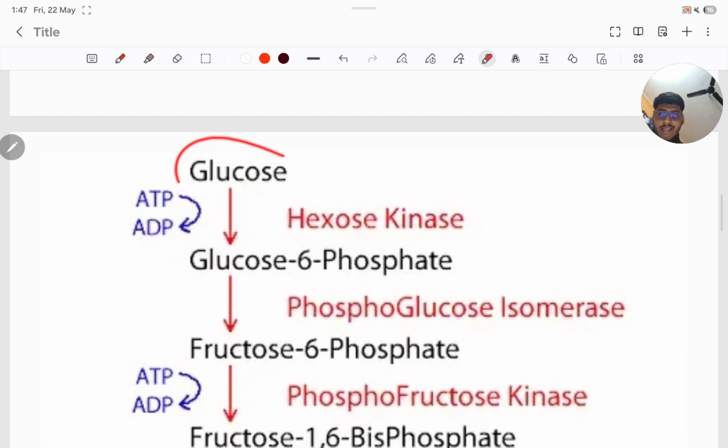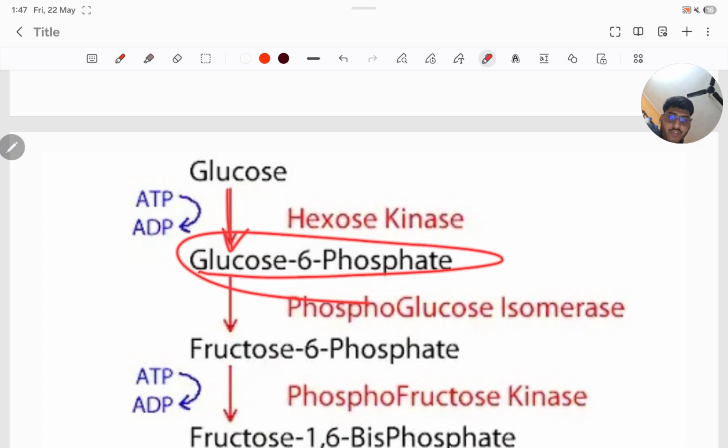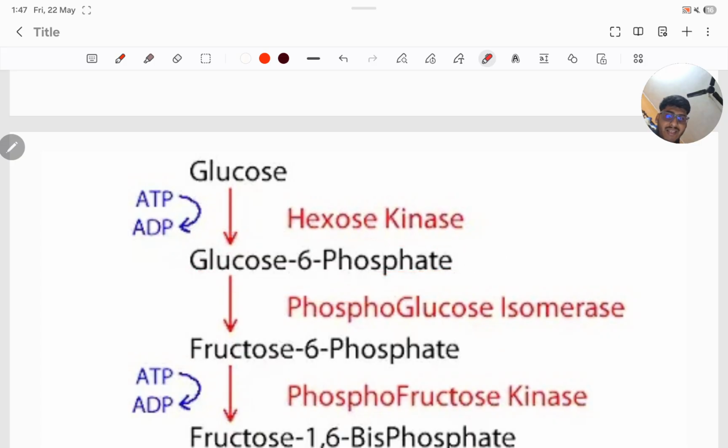See, in the first step, glucose is converted to glucose 6-phosphate. On the sixth position of glucose, a phosphate group is being added by the enzyme hexokinase. Which enzyme adds the phosphate group? Hexokinase. Just remember the function of two enzymes.